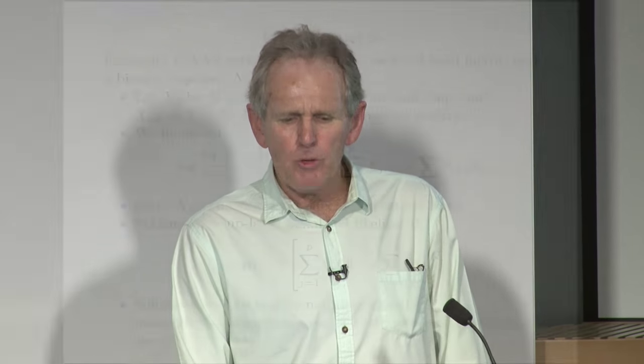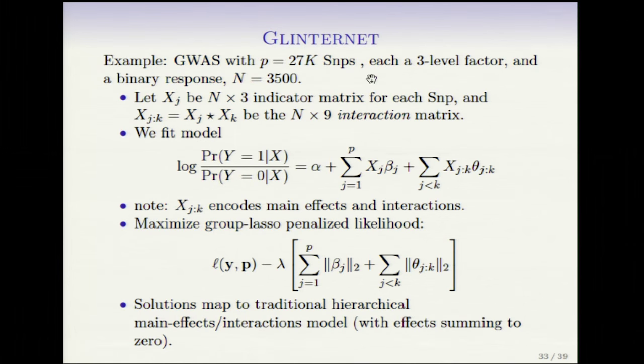And so there's various tricks. GlintNet was originally posed for GWAS, where you have SNPs, and there's lots of them. We had an example with 27,000 SNPs. Each of these is a three-level factor, and we had 3,500 samples. So now you've got 27,000 SNPs, and the interaction space is essentially that squared. So that's a huge candidate interaction space.